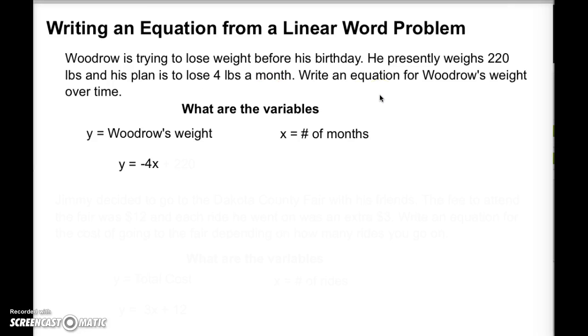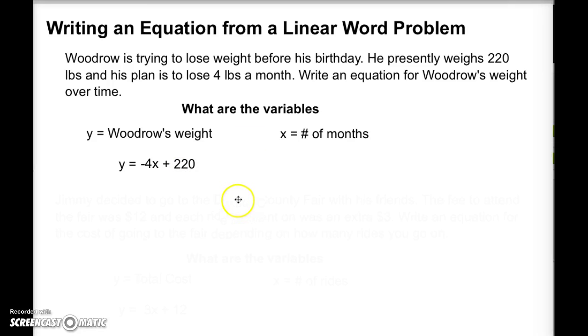But then I have to stay where he started. The problem says he presently weighs 220 pounds. So that's like the y-intercept. That's his weight when the number of months was 0. So it's going to be plus 220.